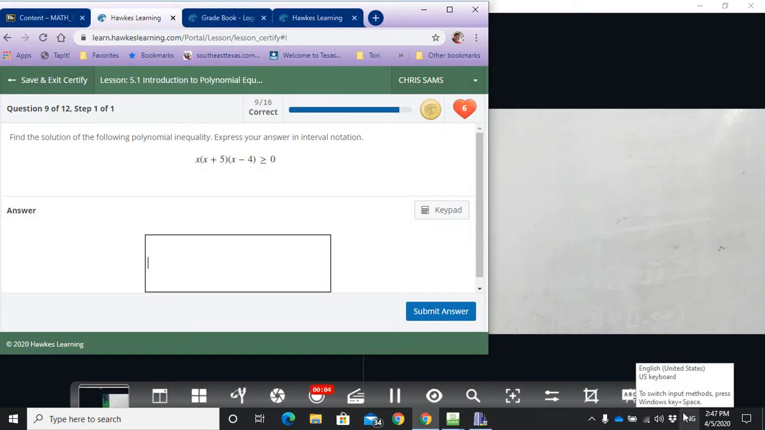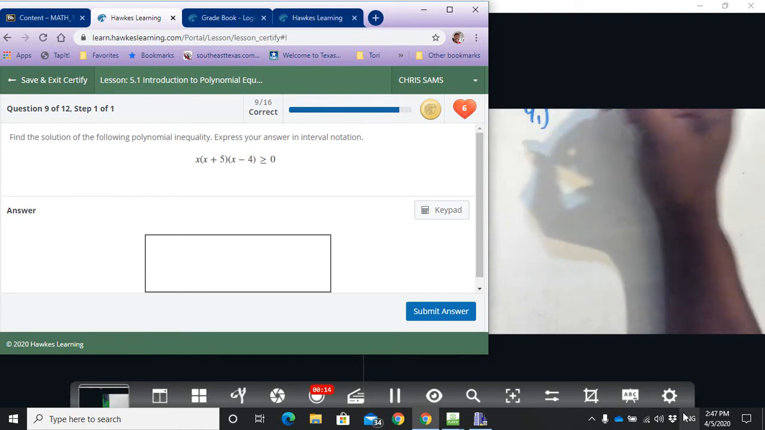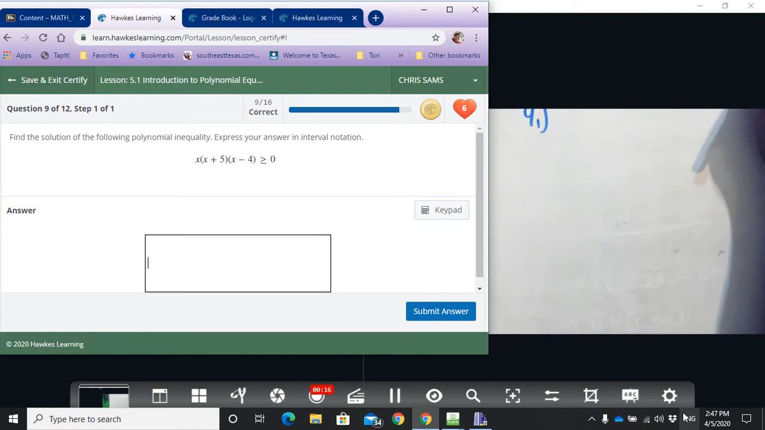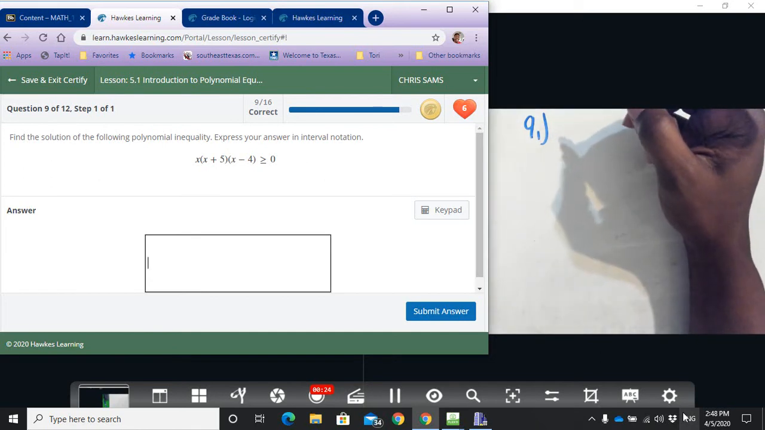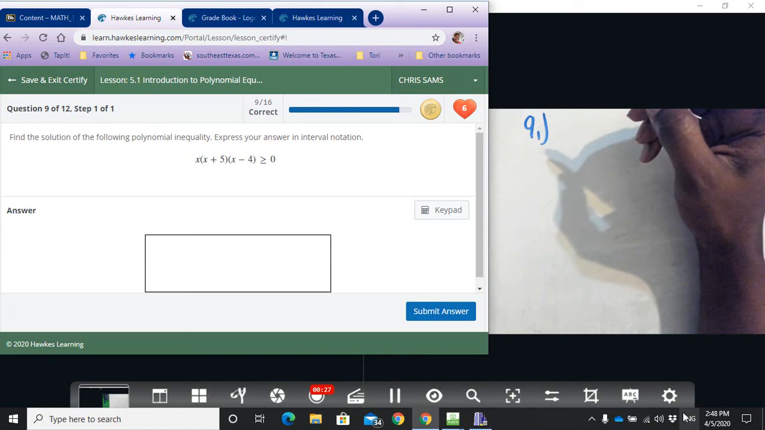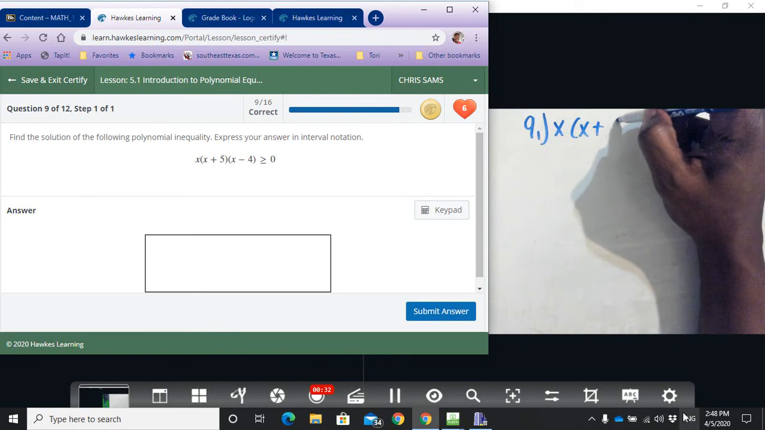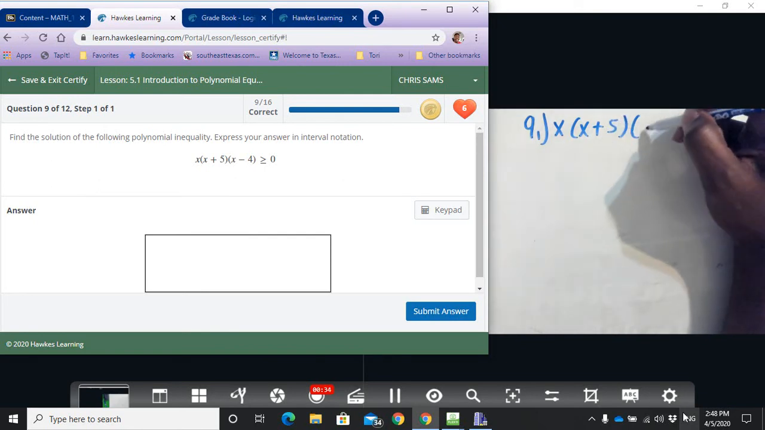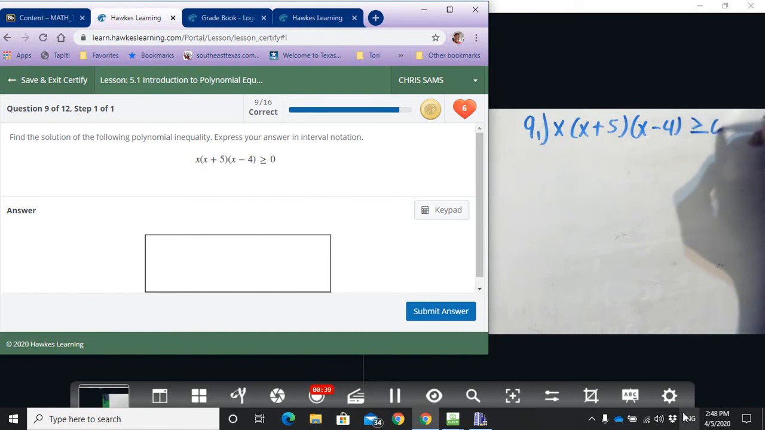All right, number 9. This polynomial inequality is already in factored form, and all we have to do is find the solution by plugging in the solution values when we solve for x, and then testing them on the number line. So we have x plus 5, x minus 4 greater than or equal to 0.